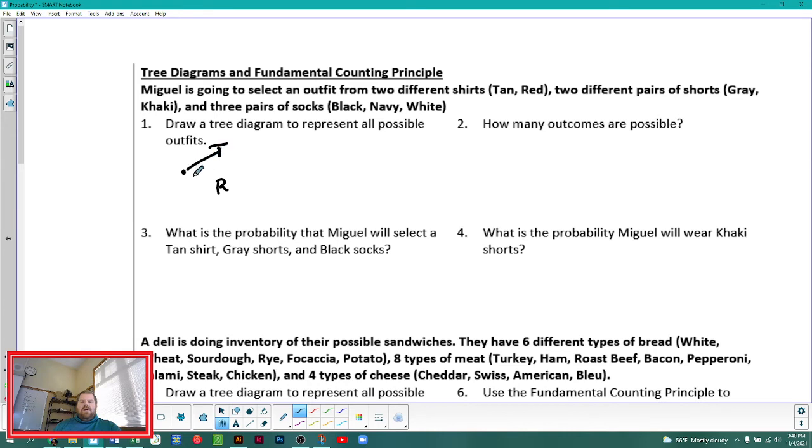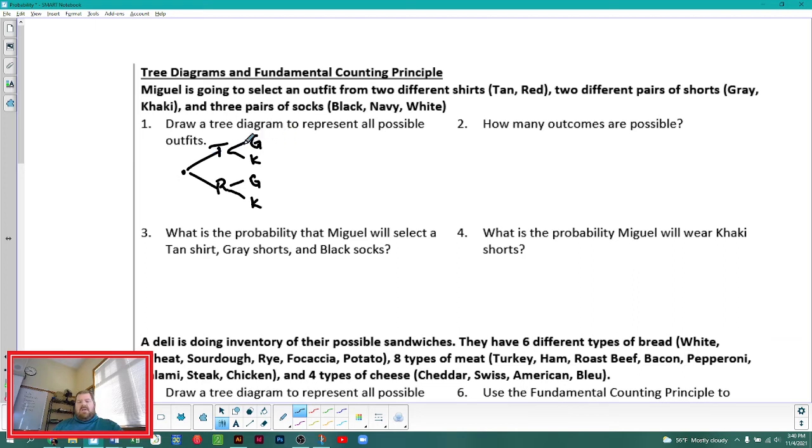Okay, those are his 2 options. When he picks the tan shirt or the red shirt, it doesn't matter because he can wear anything with it. He's either going to grab gray shorts or khaki shorts. So we have gray or khaki and gray or khaki. It doesn't matter. And the way I kind of say this is that the shorts don't know or care what color shirt you're wearing. You have an equal opportunity of grabbing either.